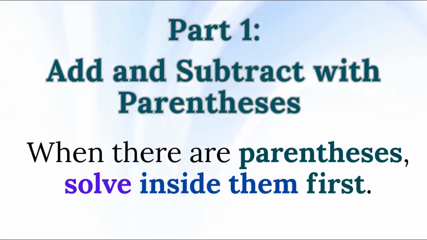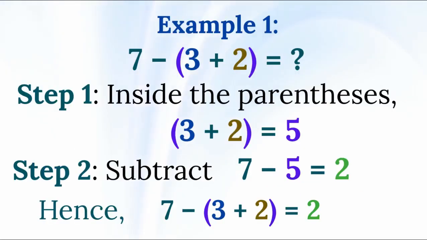Part 1. Add and subtract with parentheses. When there are parentheses, solve inside them first. Example 1. 7 minus, inside the parentheses, 3 plus 2 equals what? Step 1. Inside the parentheses, 3 plus 2 equals 5. Step 2. Subtract. 7 minus 5 equals 2. Hence, 7 minus, in the parentheses, 3 plus 2 equals 2.